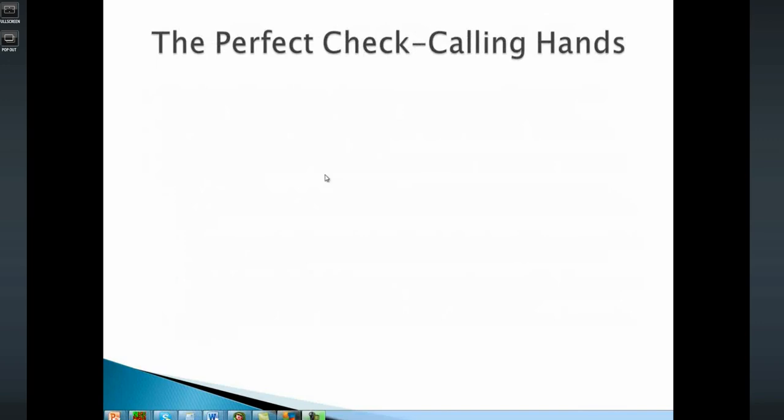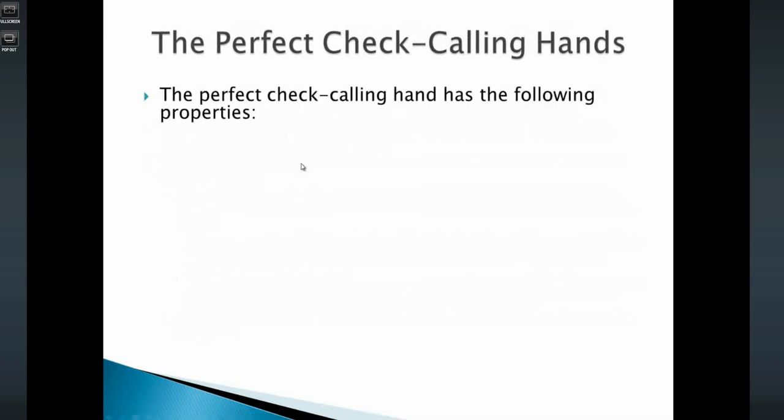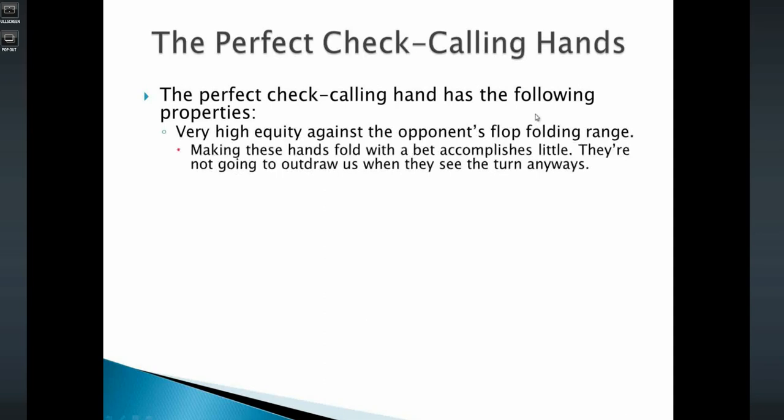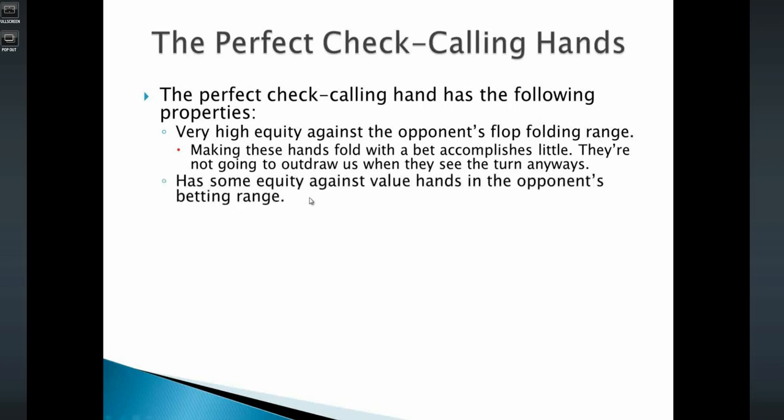The perfect check calling hands. The perfect check calling hand has the following properties. Very high equity against the opponent's flop folding range. Making these hands fold with a bet accomplishes little. They're not going to outdraw us when they see the turn anyways. So we stress this a bunch, but if our bet doesn't make hands with a reasonable amount of equity fold, then there's really only one reason to be value betting, and that's to get value. We no longer are also making high equity hands fold. So check calling with hands that aren't afraid of those hands getting to see additional cards is usually a very good play. Has some equity against value hands in the opponent's betting range.